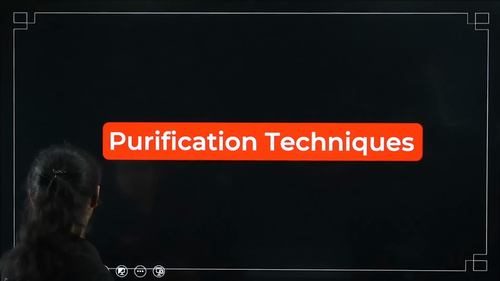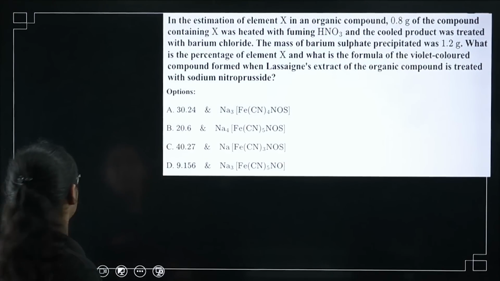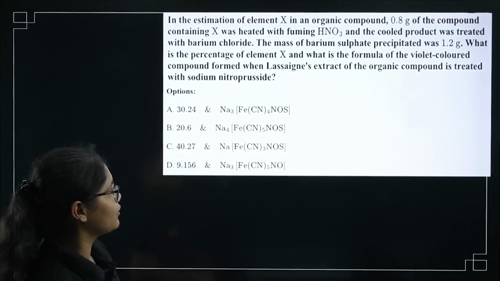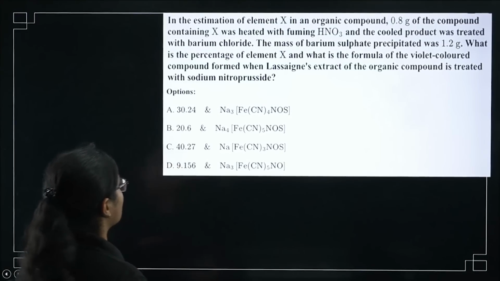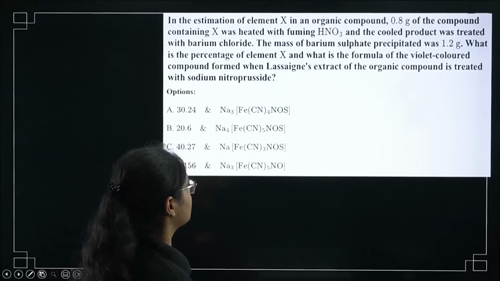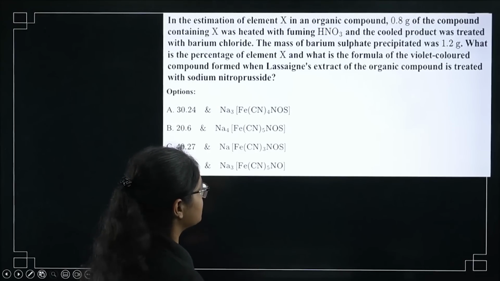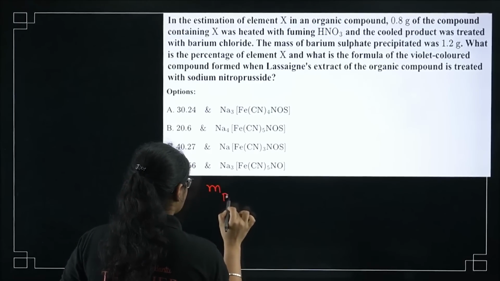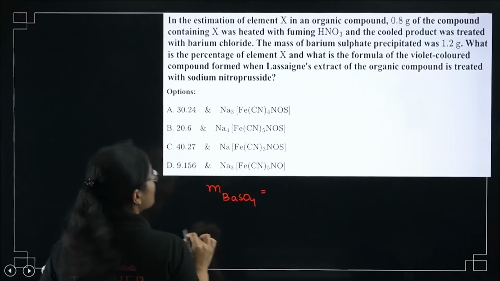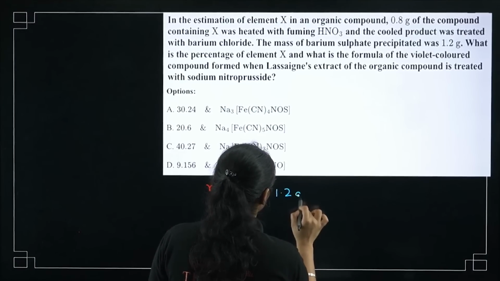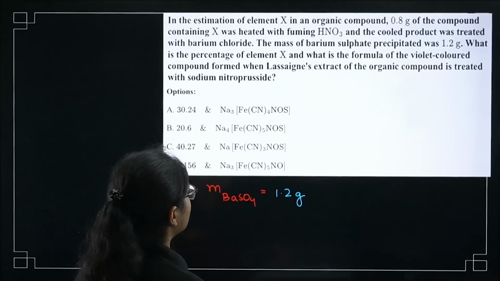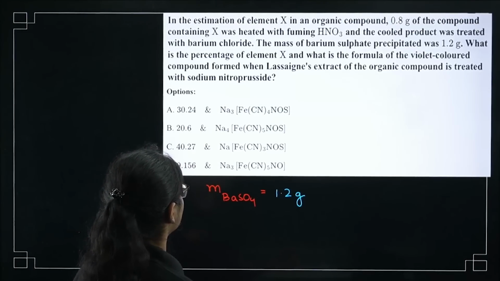Next, moving to question number 48. In the estimation of element X in an organic compound, 0.8 gram of organic compound X was heated with fuming HNO3 and the cool product was treated with barium chloride. The mass of barium sulfate precipitate was 1.2 gram. So mass of barium sulfate is 1.2 grams. Next, what is the percentage of element X and what is the formula of the violet colored compound formed?